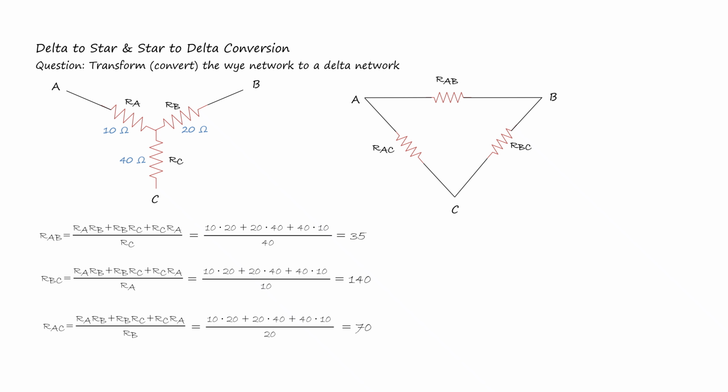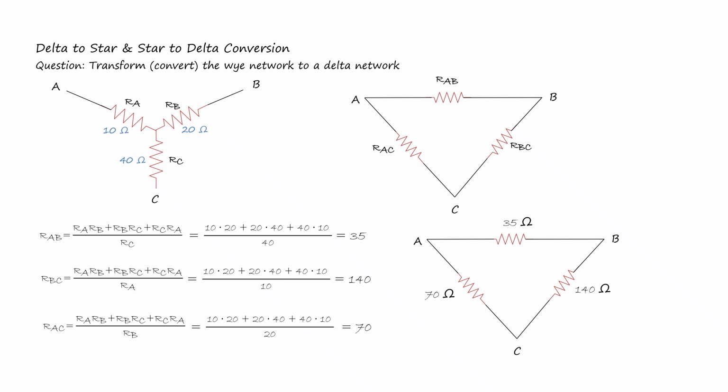And therefore the converted delta network or delta circuit has 35 ohms between A and B, 70 ohms between A and C, and 140 ohms between B and C. So this is the delta equivalent of the given Y network.